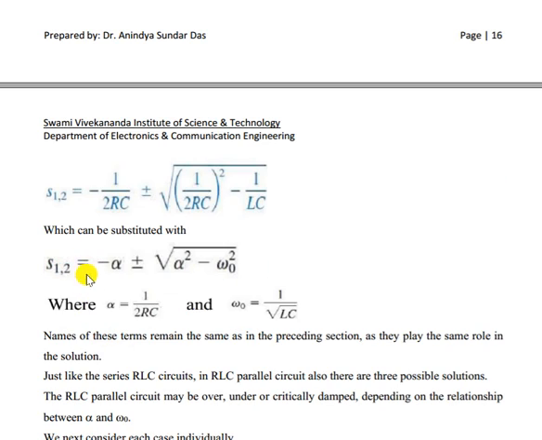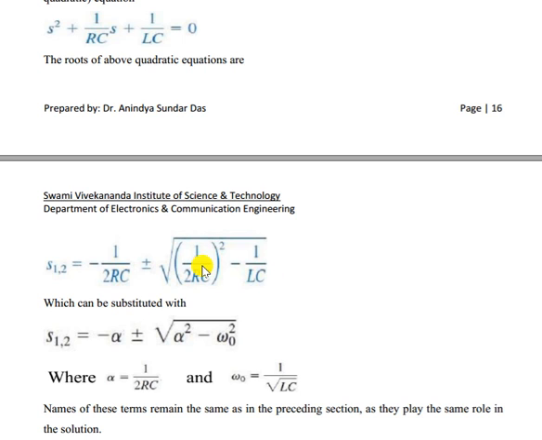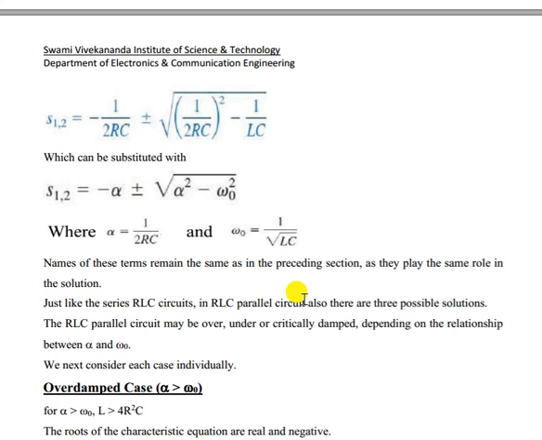Now here the roots are nothing but minus 1 by 2RC plus minus root over (1 by 2RC) whole square minus 1 by LC. So from that you can find alpha is 1 by 2RC, and omega 0 is 1 by root of LC. For both the RLC series circuit and the parallel circuit, omega 0 is the same, 1 by root of LC. Only the alpha value differs. For the RLC series circuit it is R by 2L, and for the RLC parallel circuit it is 1 by 2RC.